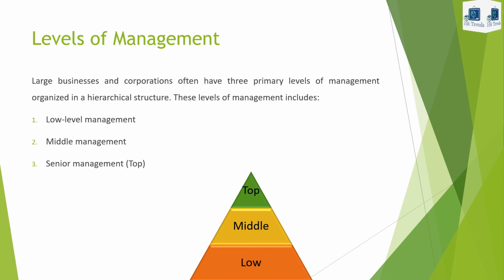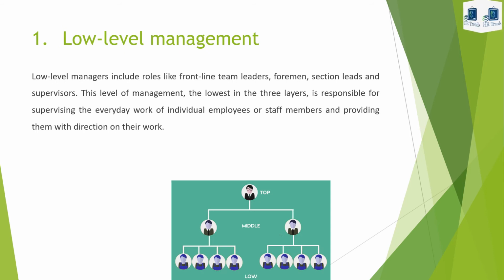Okay, levels of management. Large businesses and corporations often have three primary levels of management organized in a hierarchical structure. These levels of management include low-level management, middle-level management, senior management. We will discuss all these levels shortly. Low-level managers.